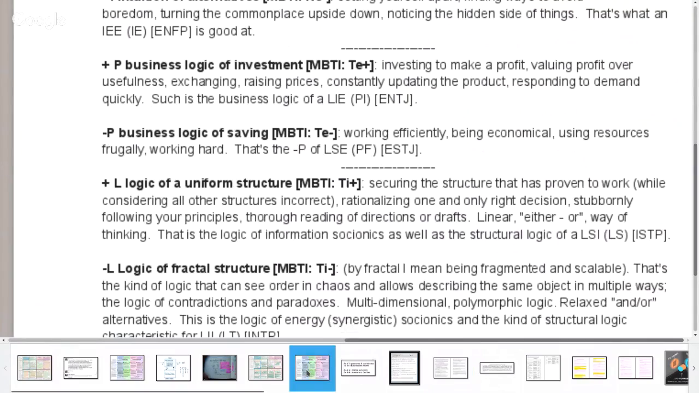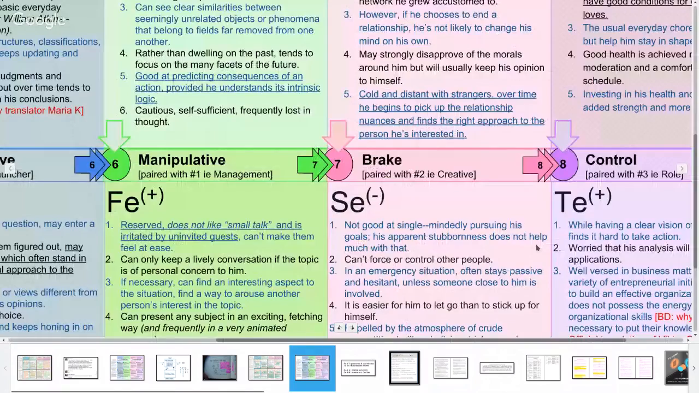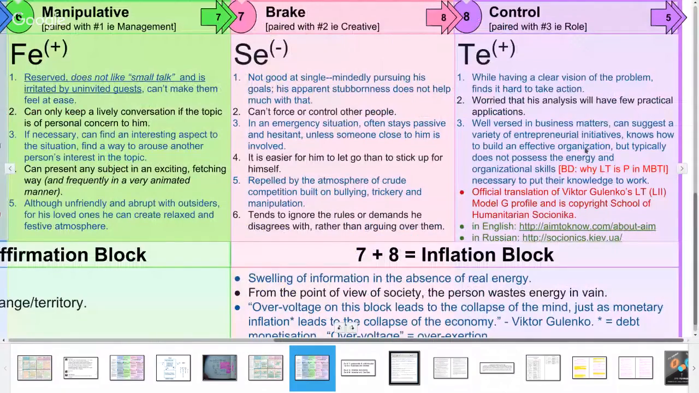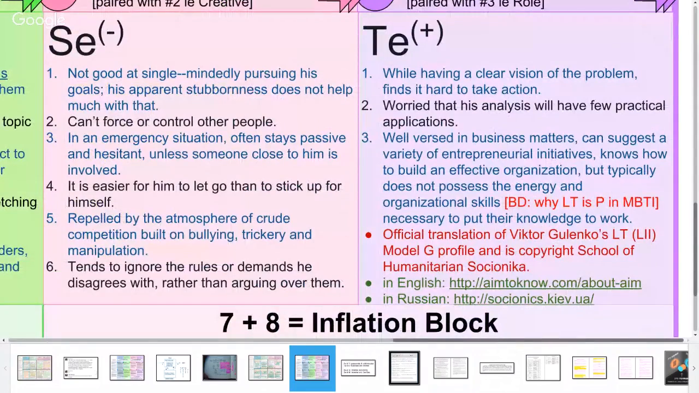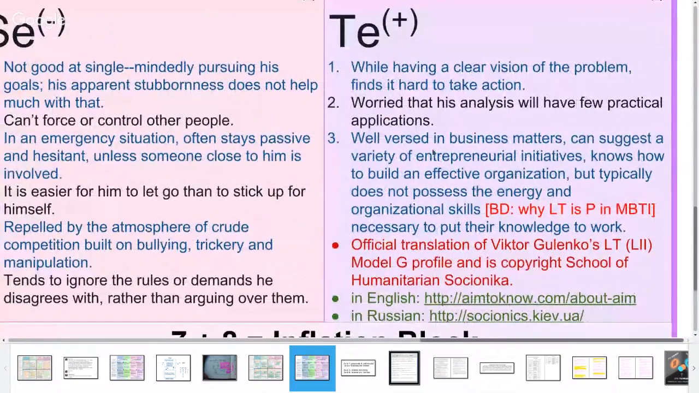Also, what we got here? TE+. Business logic, you know, such as like, what's on my wall, folks? Peter Schiff. Check him out. Business logic. Well, having a clear vision of the problem finds it hard to take action.